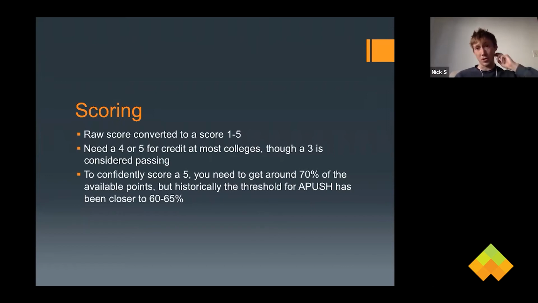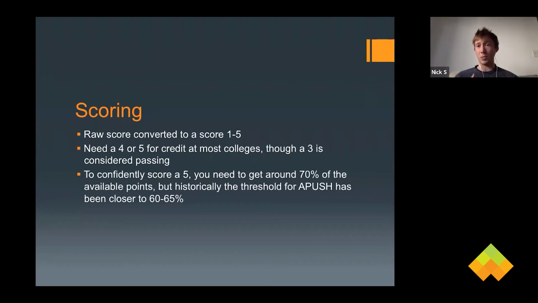Now, this last bullet is the one I actually started talking about first, and that's the one that surprises people the most. To confidently score a 5, to have a very sure bet of getting a 5, you need 70% of the available points, that is, like a C minus on the multiple choice and theoretically a C minus on the free response. Historically, it's been closer to 60 to 65%. So that's why I'm saying safely to get a 5, you'll want 70%. But if you're anywhere close to there, you're in a very strong 4 to 5 range.